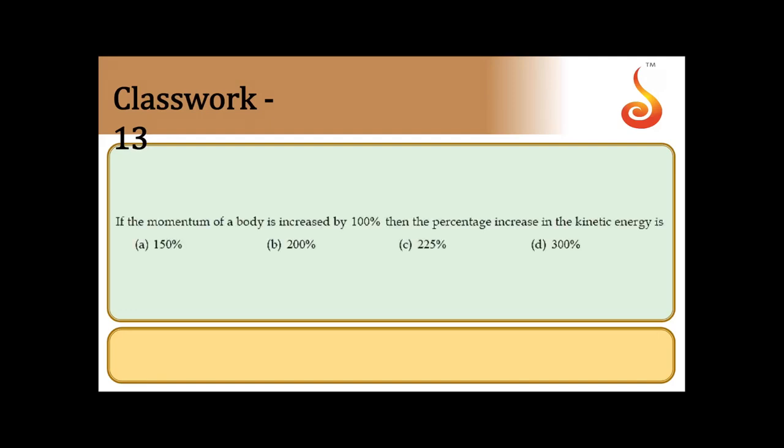Okay, we shall move on to the next one. If the momentum of a body is increased by 100%, then the percentage change in its kinetic energy is? So momentum is increased by 100%, then what happens to kinetic energy? 100% increase means momentum is doubled. We know that kinetic energy K is equal to P square by 2m, where P is momentum.